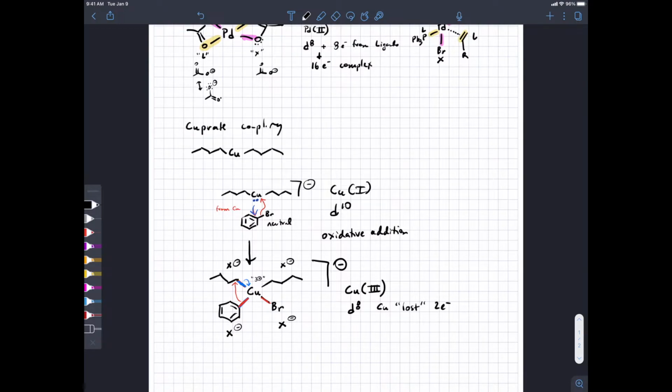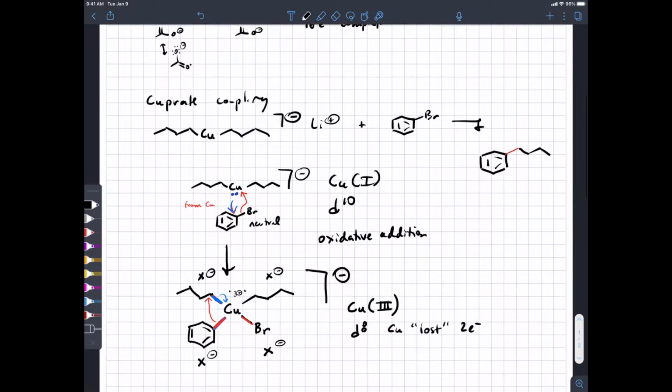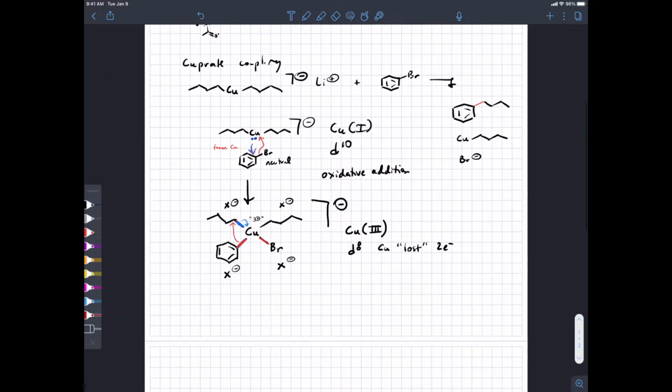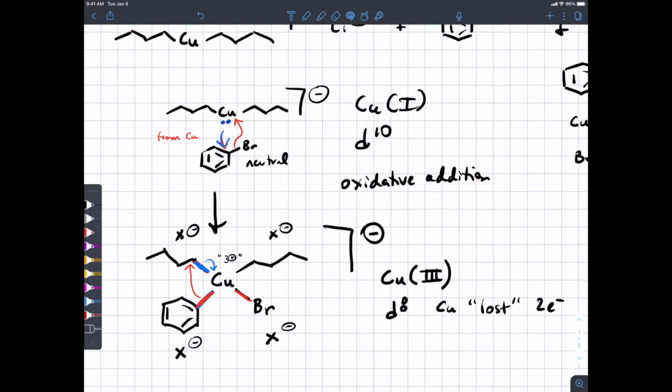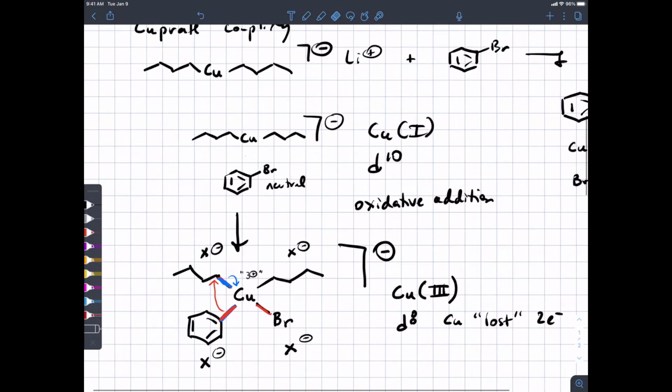So here is the cuprate and its counter ion lithium. Then you add the bromobenzene, and the product is you make a new bond between benzene and the alkyl group, and then you also have this neutral complex and Br minus. So what's going on there? And the mechanism we showed last time, basically, you have what's called an oxidative addition step.